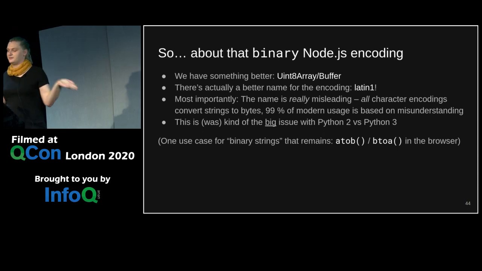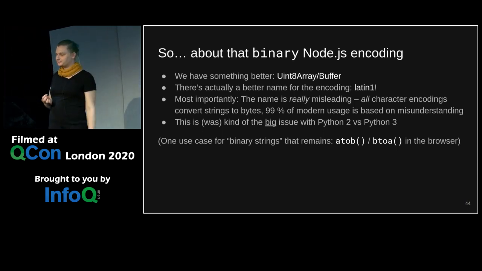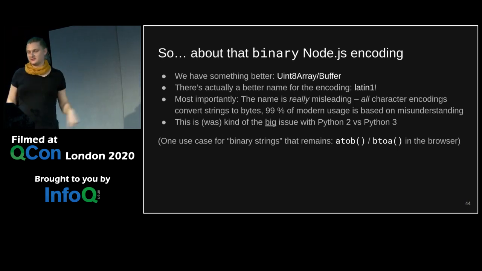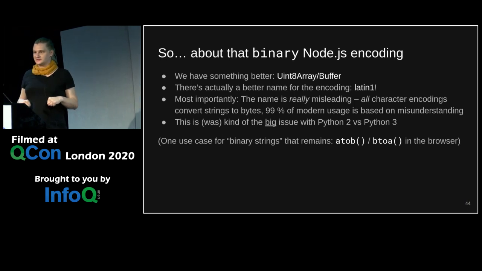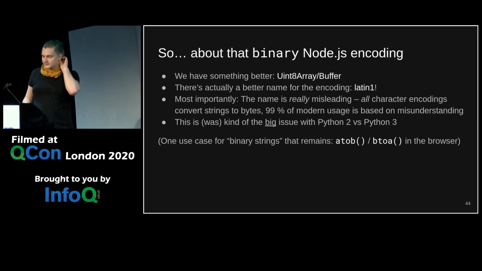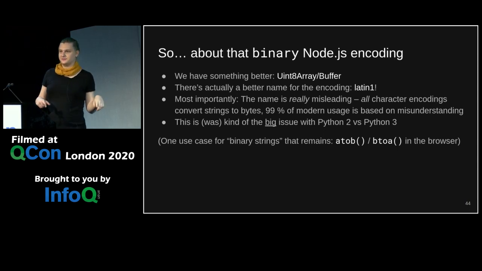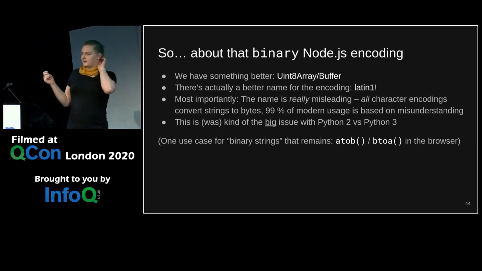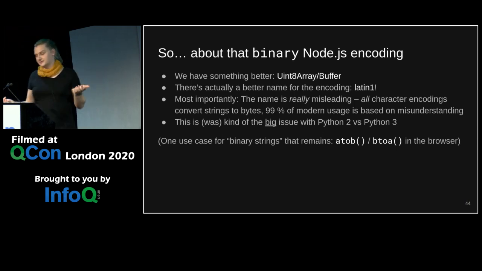I mean, if you use Python a lot, you already know this, but the original Python 2 strings were kind of equivalent to these binary strings, and that just really didn't work out the way that anybody wanted it to. And I think the only use case that currently still remains for these is the atob and btoa methods in browsers that do base64 conversion, because they do work with binary strings. And that is just because they simply predate Uint8Array. There's no other reason for that. And yeah, you can basically consider them legacy APIs at this point.